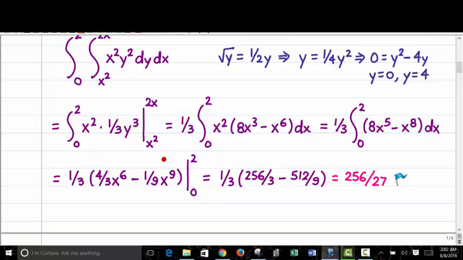And then you've got the 1/3 there, you put in 0 and 2, and so on, and you get 256 over 27, which is the same answer. So that probably means I reversed those correctly.